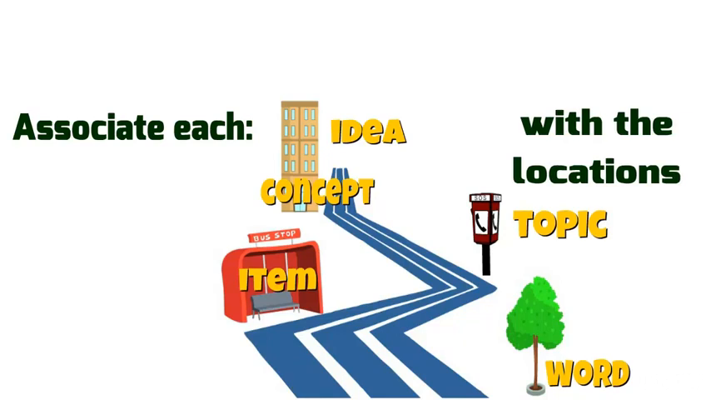Once the stops on the journey are firmly fixed in your imagination, you can easily locate items out of order. You just see the place, call up your association with it, and you will remember the item on your list that you have placed there.